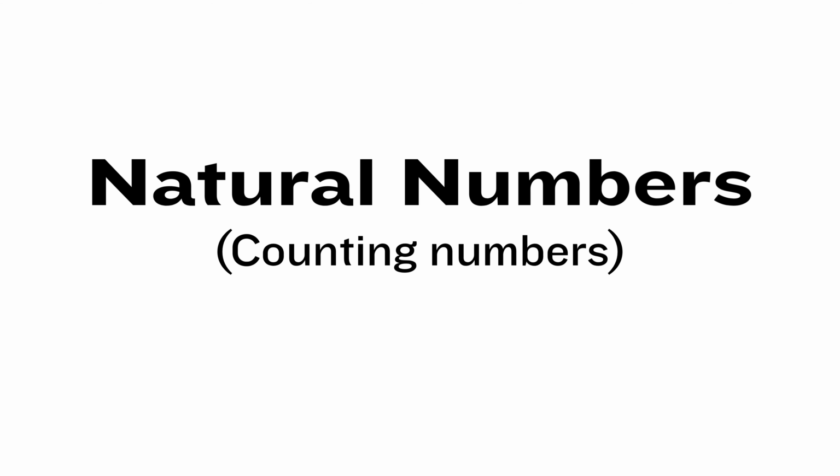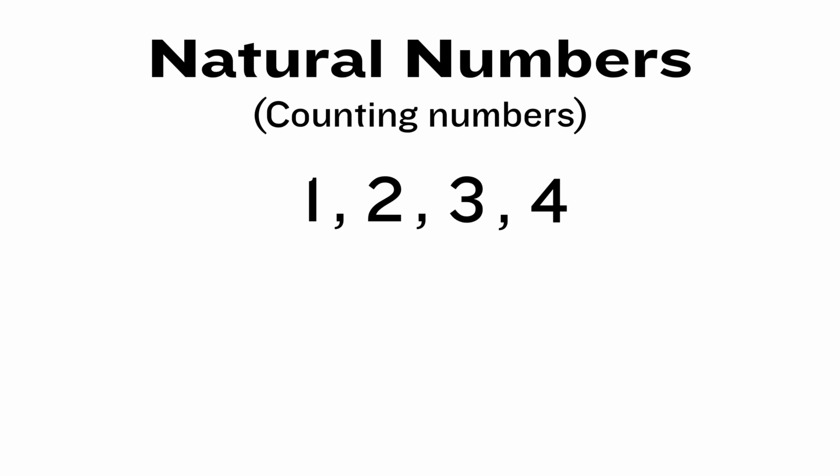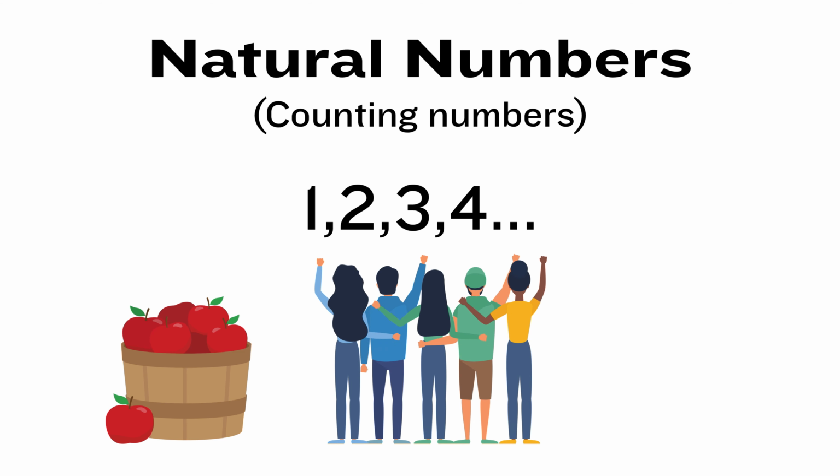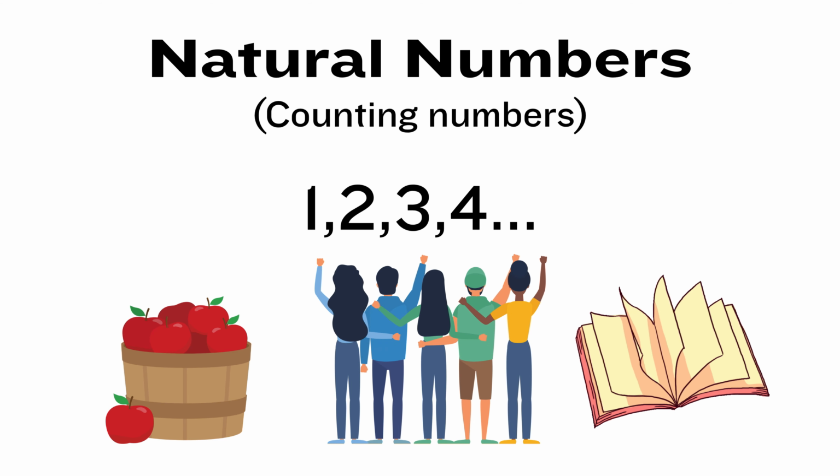We start with the most basic numbers, natural numbers. These are your counting numbers. 1, 2, 3, 4 and so on. You use them when you count apples, people or pages in a book.